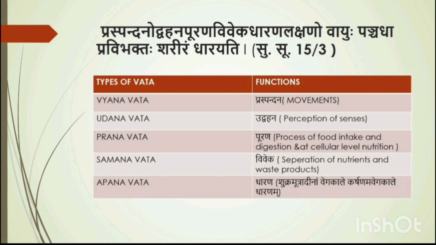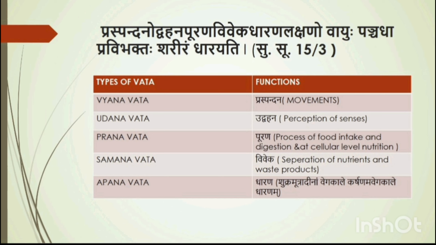So Udana Vata helps in perceiving the senses. Next is Prana Vata. What is the function of Prana Vata? That is Purana. Purana here can be understood like this: the process of food intake, its digestion, and at the cellular level it can be understood as nutrition also. For Prana Vata, Purana, it is easy to remember. Udana, Udvahana, Prana, Purana. And for Samana Vata, it is Viveka, the separation of nutrients as well as waste products of the food we intake. Next, the function of Apana Vata is Dharana.